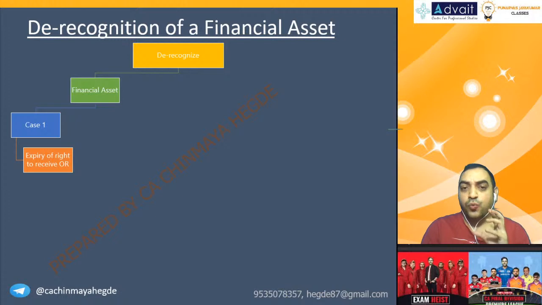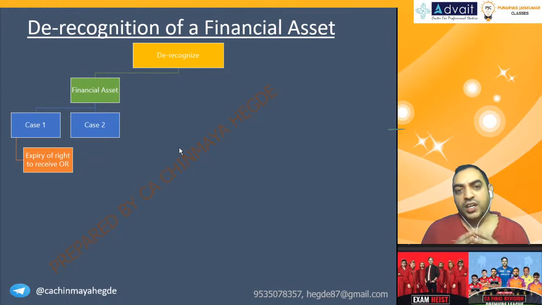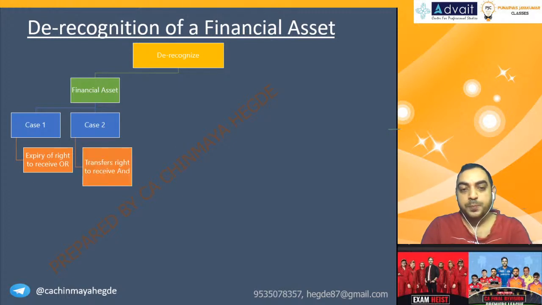For a financial asset, one case is when there is expiry of the right to receive. When can that happen? You have a sundry debtor, you receive the money, and you no longer have the right to receive. Or he gives you a bill receivable, or you give him a discount, or you write it off, saying that he will not be able to pay the money. So when the right to receive expires, it will be taken out from the books.